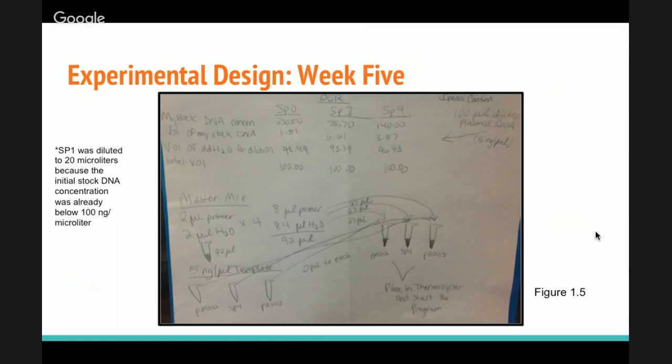The experimental design for week 5 called for us to actually carry out the process of PCR, or polymerase chain reaction, to amplify a region of the MSH2 gene that contains the mutation, which for our specific experiment is SP4.